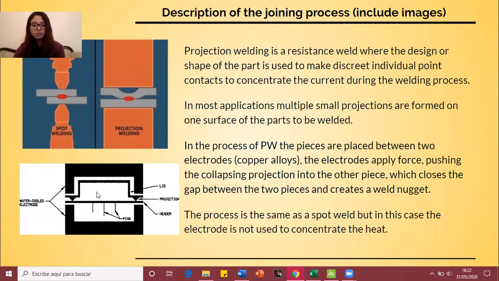In PW, the pieces are placed between two electrodes, usually copper alloys, and the electrodes apply a force, pushing the collapsing projection into the other piece, which closes the gap between the two pieces and creates a weld nugget. This is really similar to spot welding, but in this case, the electrode does not produce heat.